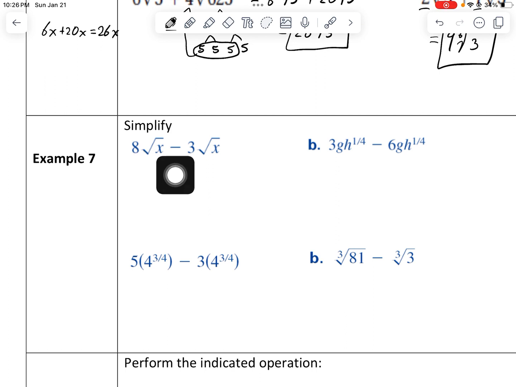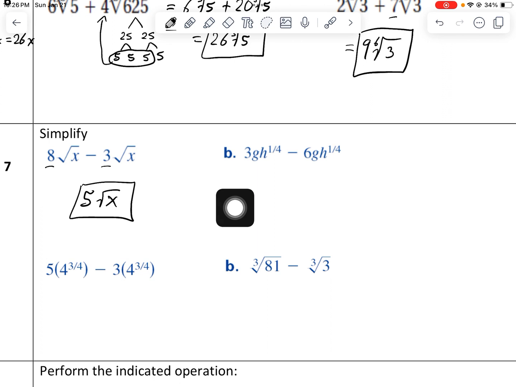Same thing for subtraction. If you have the matching index, matching radicand, you can just subtract the numbers out front. So 8 minus 3 would be 5. So 5 square root of x is our answer on this one. If you have matching exponents, like h to the 1/4, h to the 1/4, and your bases are the same, you can also do the same thing.